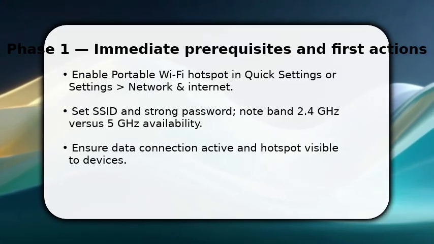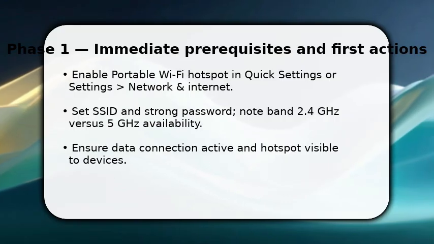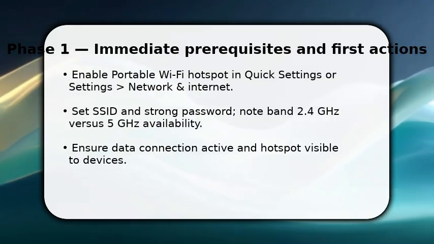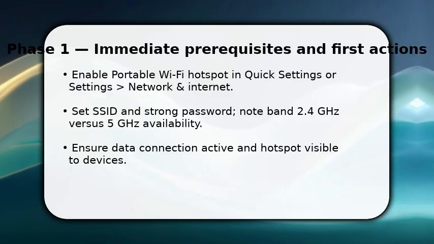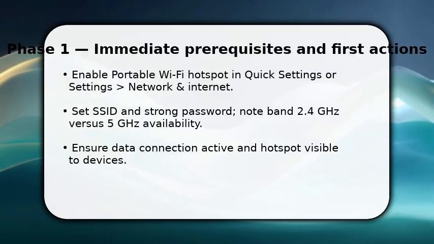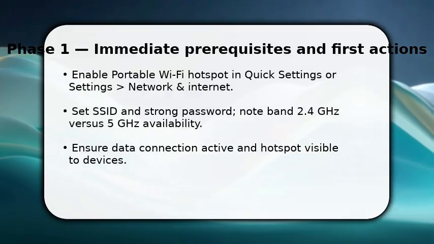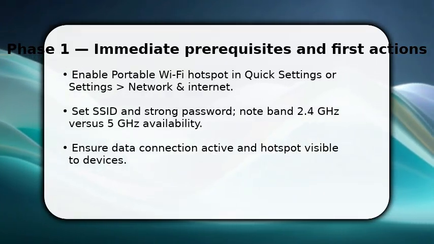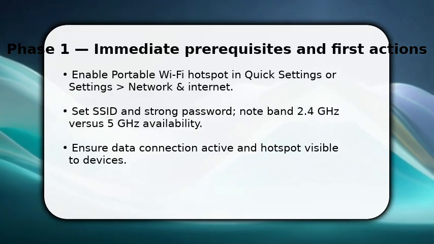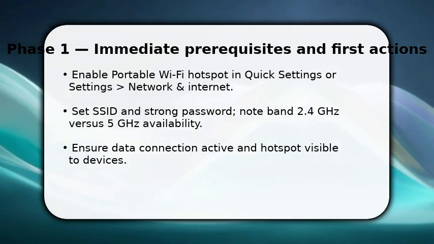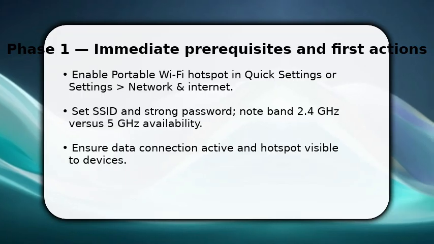You turn on the hotspot and start where device control lives. First, pull down Quick Settings and tap Portable Hotspot. Once active, open Settings Network and Internet. Make sure your SSID and password are set so devices can join. Set band preference if available. You must have mobile data enabled because the phone shares that link. Once done, keep settings open.